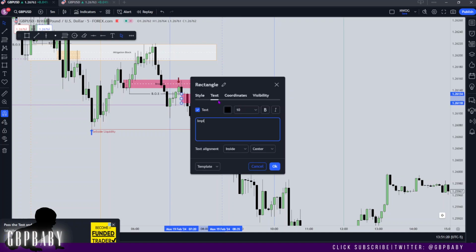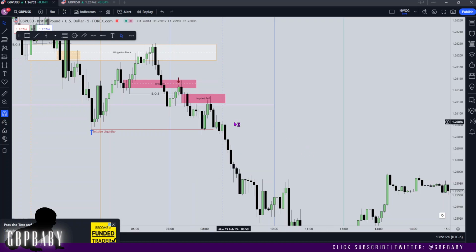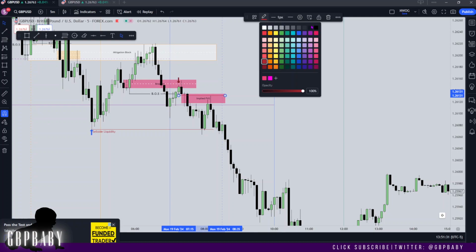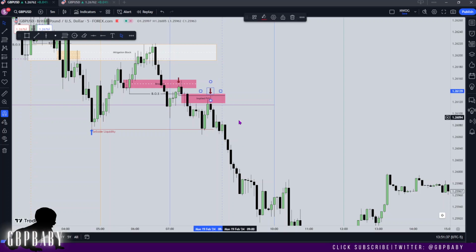Now, an implied fair value gap, they're hard to explain. We have a low here, high, low, higher, high, broke lower. So this is also technically a breaker, and that's what we traded into quite beautifully as well. So as we trade back into that fair value gap, we could be shorting on that.